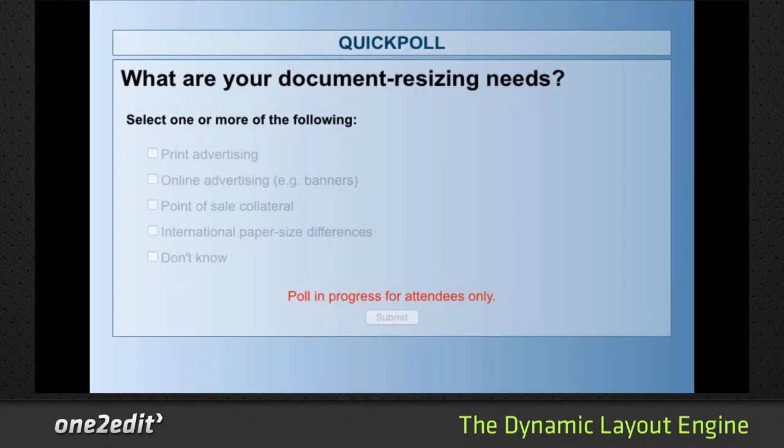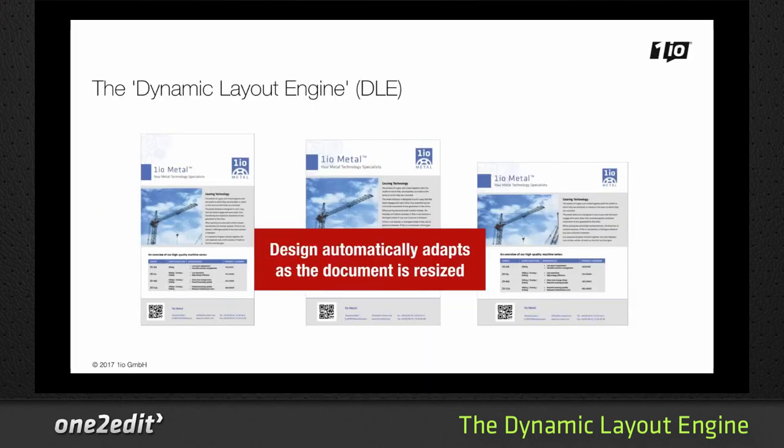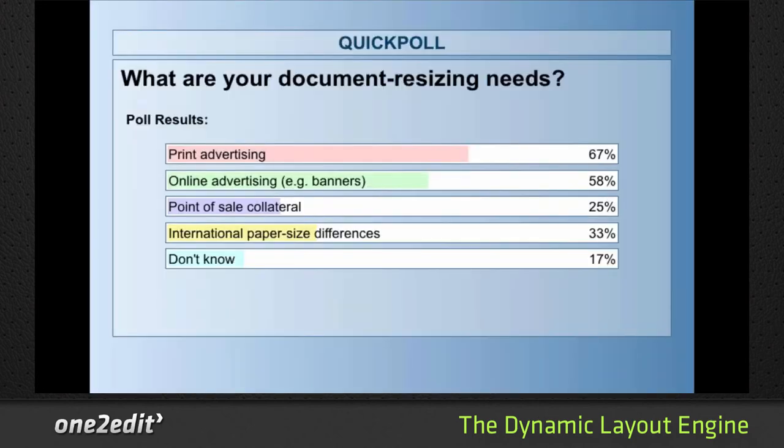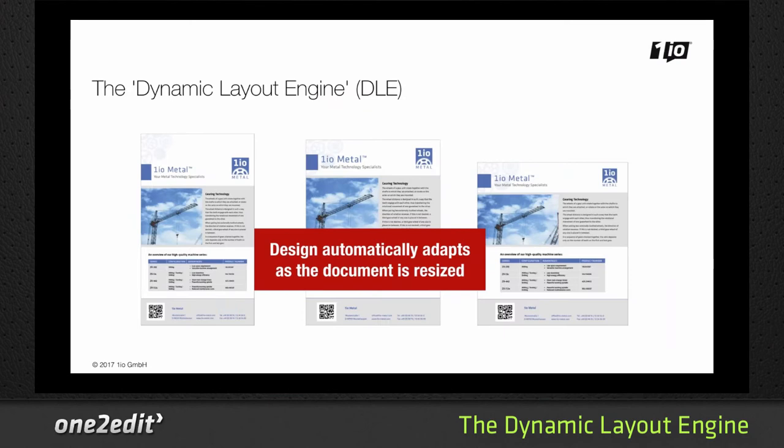So there are some answers coming in, and I'll give it another couple of seconds just to let everyone. Okay, great. So if we look at our results, there's a lot in print advertising and online advertising and banners. That's where most of it is. Some point of sale, some for the international paper size differences too. So it's a good spread, to be honest, and a few don't knows or possibly other. Thank you for that. So I will now continue with the presentation.